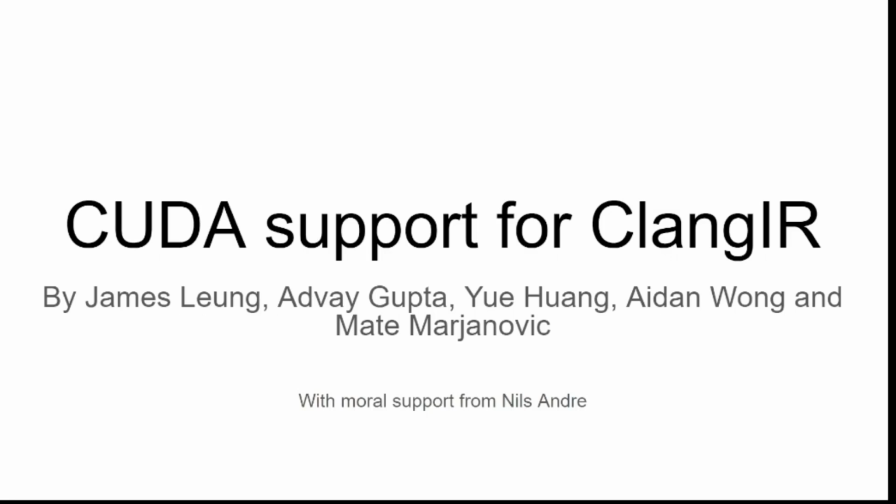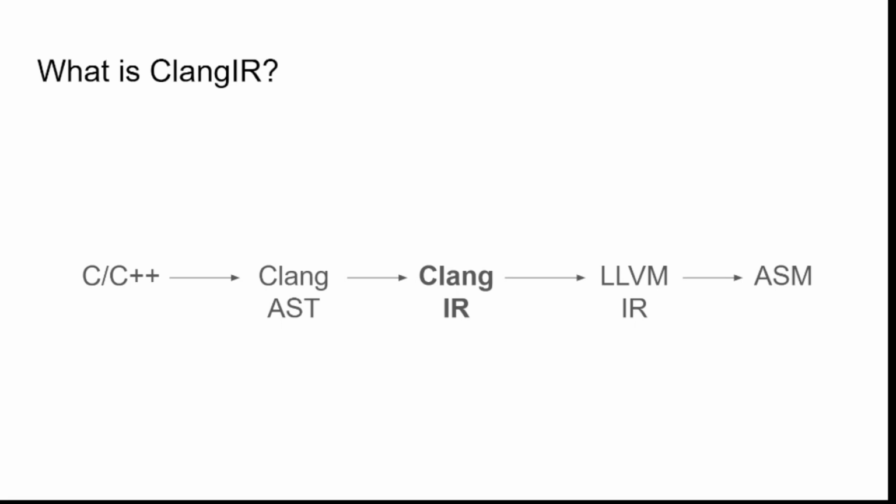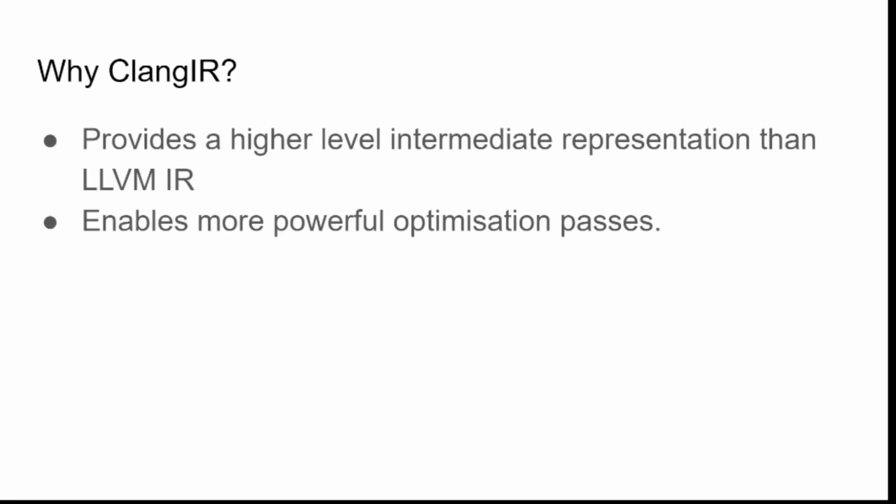Welcome to the video presentation of our project, CUDA support for ClangIR. ClangIR is an intermediate representation between the Clang abstract syntax tree and LLVM-IR. It is an optional intermediate step for the Clang C compiler, as shown in this diagram.